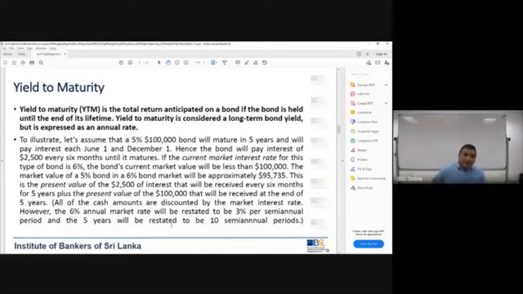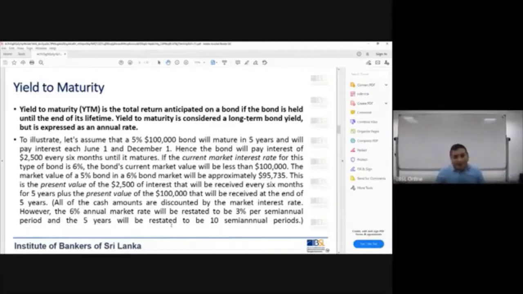Okay, this is the present value of the 2,500 interest that will be received every 6 months for 5 years, plus the present value of $100,000 that will be received at the end of the 5th year. If you do the computation at 6%, this is the present value you will end up with. All the cash amounts are discounted by the market interest rate. However, the 6% annual market rate will be restated to be 3% per semi-annual period in the exercise, because 5% is restated as 2.5% for a 6-month period. So if you are taking 6%, you have to make it 3% semi-annual, and 5 years will be restated to be 10 semi-annual periods.